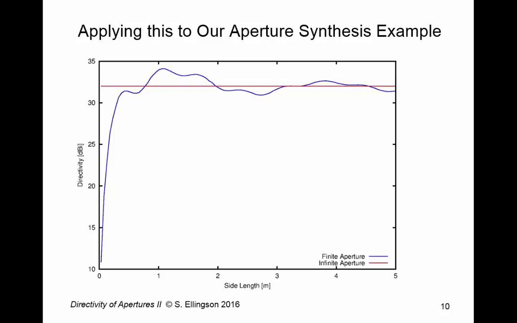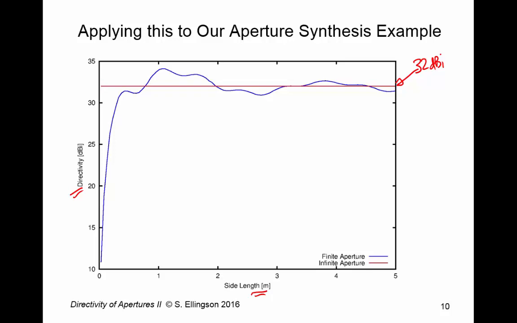Now it's time to apply this to our aperture synthesis example. So I'm computing results for the example. The vertical axis here is directivity in dB. The horizontal axis is side length. So here we're saying how big one side of the aperture is. And of course it's a square aperture, so both sides have the same length. We worked out one expression for an ideal sector beam. In that case, we found the result was 32 dBi. So there's that line here.